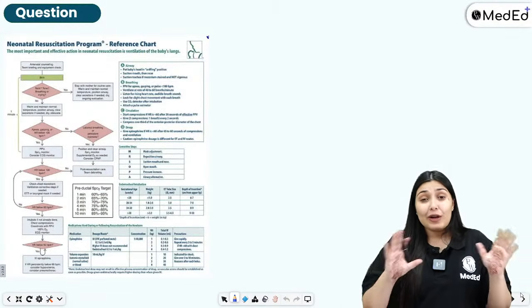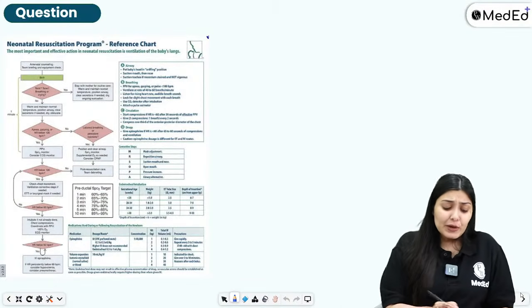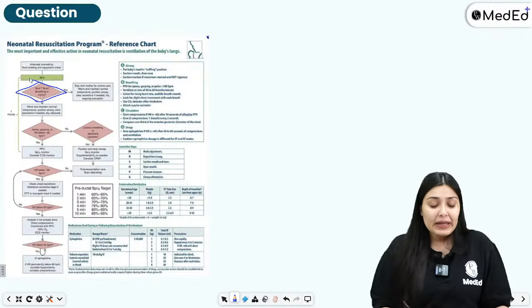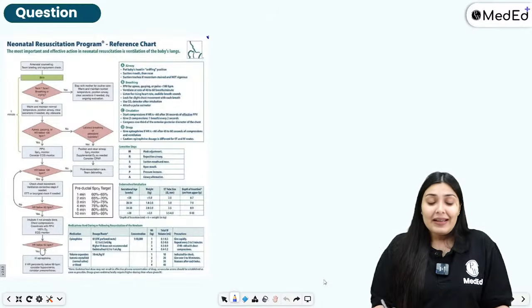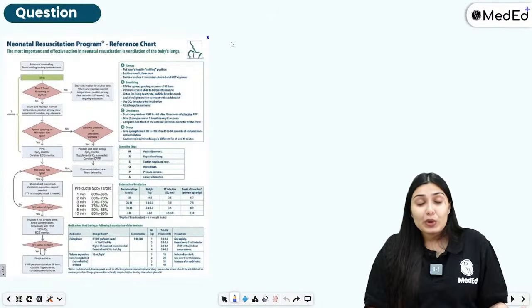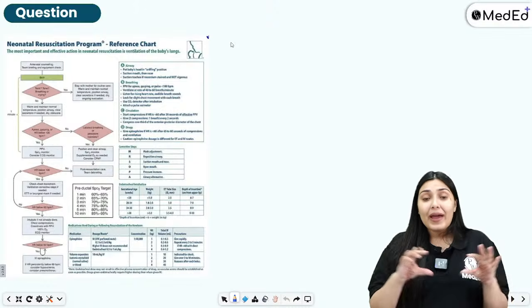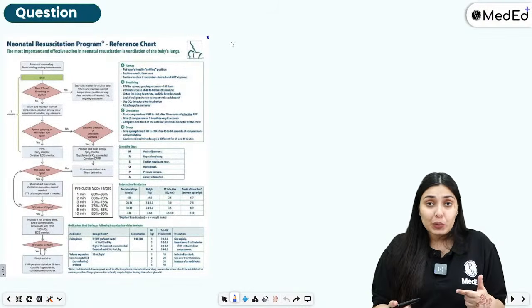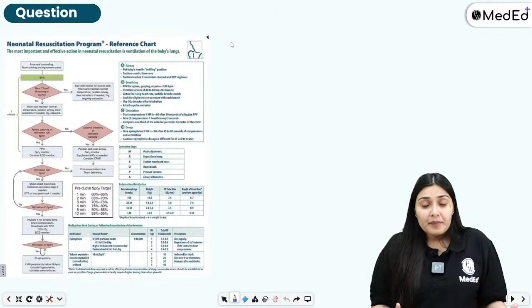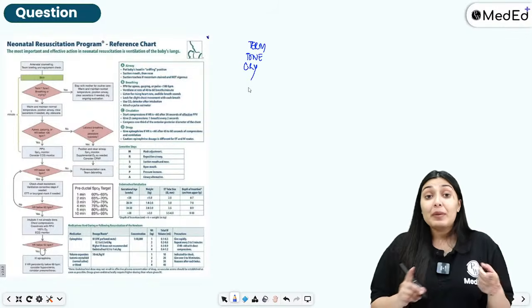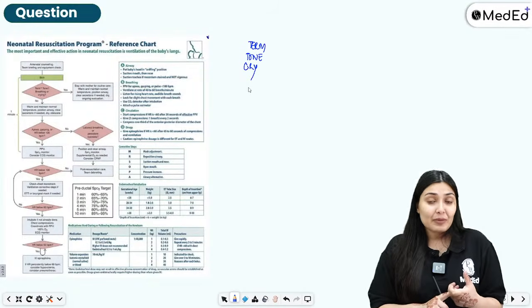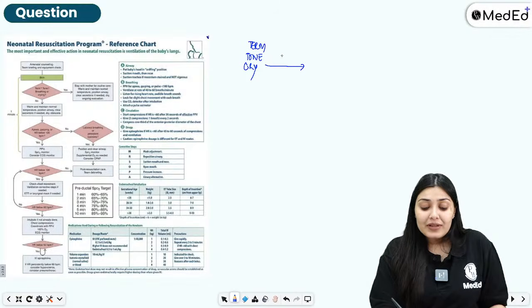If you look at this algorithm of NRP, can you see there are certain things that are given in the diamond and certain things that are given in this rectangle? So what is this diamond and rectangle? The diamonds are the questions that you're going to ask, and the square or rectangle are the actions that you do. As soon as the baby is born, we ask 3 questions, TTC: term, tone, cry. Is the baby term? Is the tone of the baby good? Has the baby cried? If the answer to all of these questions is yes, then we just do the routine care.